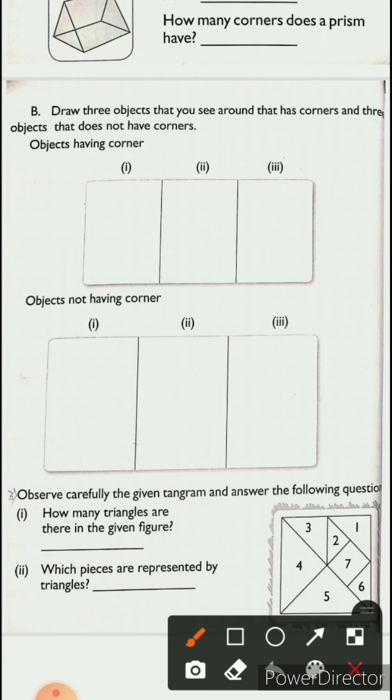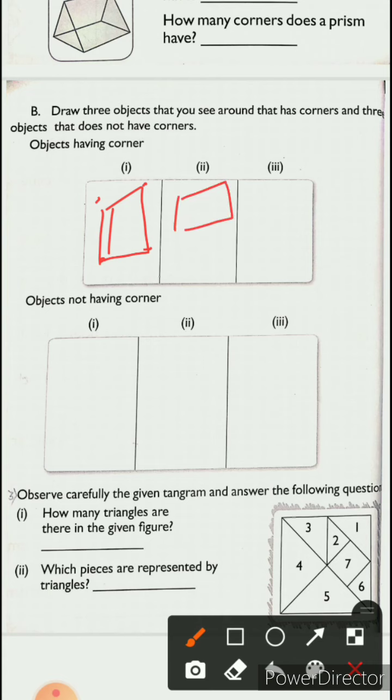Draw three objects that you see around that has corner, and 3 objects that does not have corners. So here you have to draw 3 objects that have corners and 3 objects that doesn't have any corner. Okay, so our first object is a book. Okay, a book. You have to draw a book here. आपको एक book बनानी है. Clear? Book में corners होते हैं आपके 1 2 3 4. So first example is book.